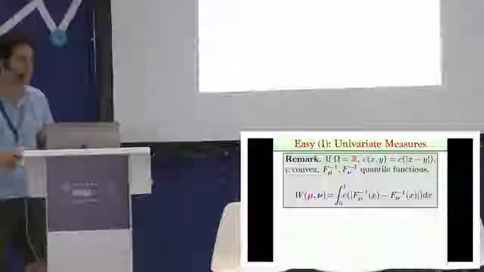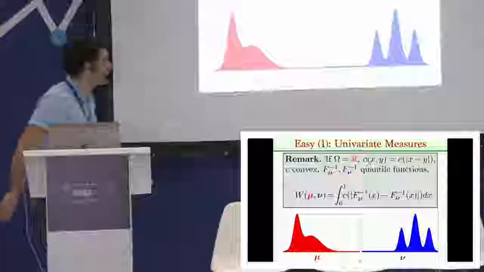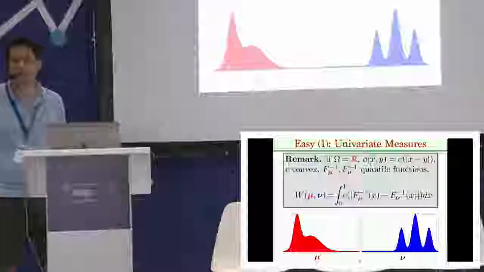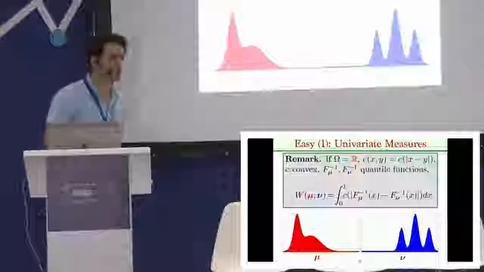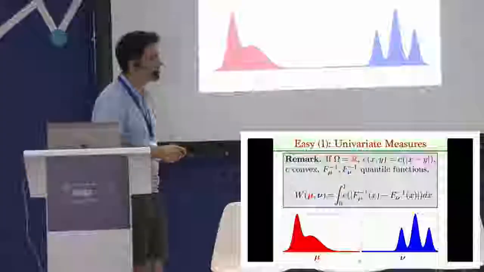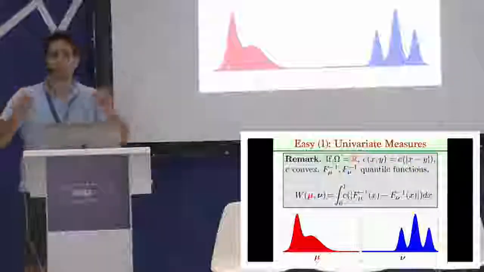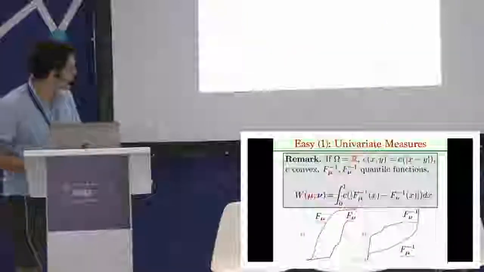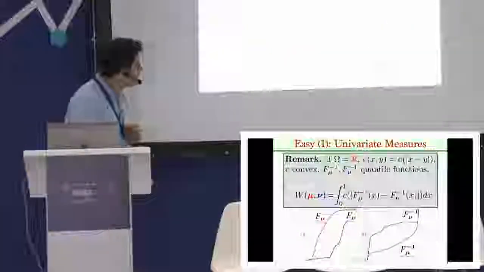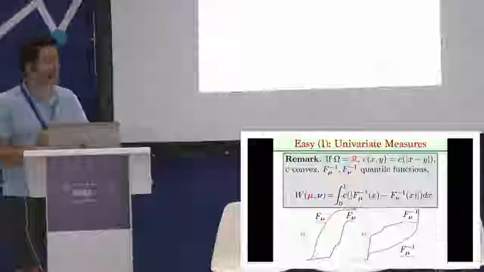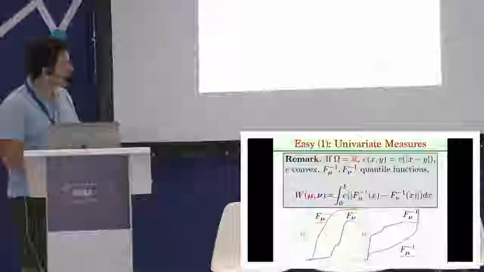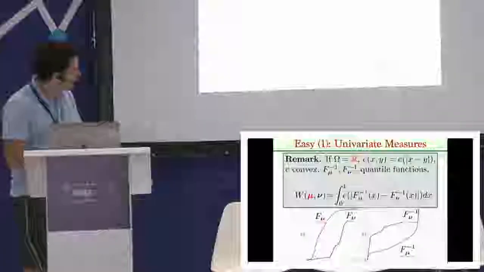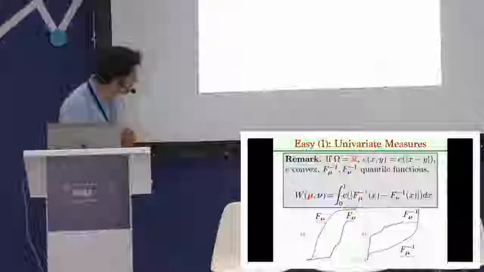Okay, so let me just try to illustrate this. Imagine I have this distribution, I have this other distribution, and let's say I consider a cost between two numbers, which would be anything that depends on the absolute value of their difference. So the first thing I do is I plot the CDF of the first distribution. Remember, the first distribution had 2 bumps. You somewhat see them here, and the other one had 3 bumps. You see them a bit here.